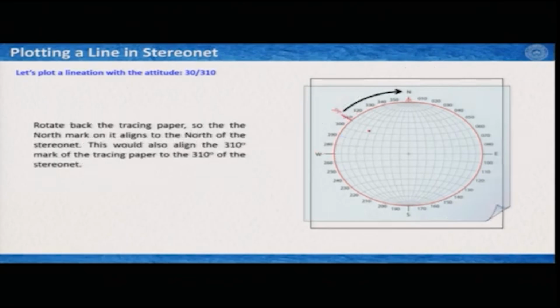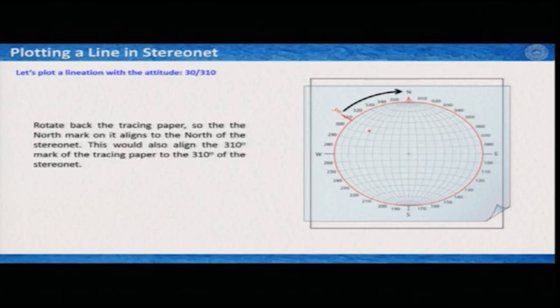And then once you are done, you rotate back the tracing paper so that the north mark on it, which you made on the tracing paper at the very beginning, aligns to the north of the stereo net, and this would also simultaneously align the 310 degree mark on the tracing paper to the 310 degree mark of the stereo net.